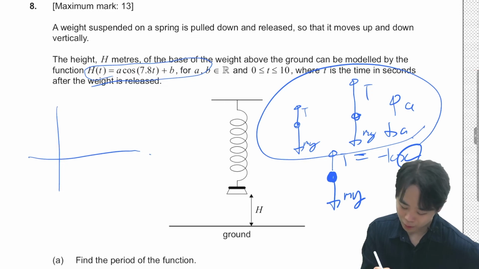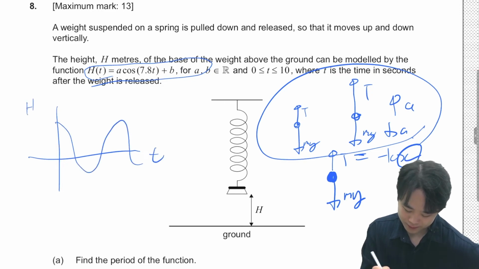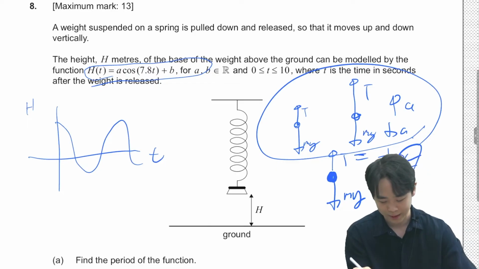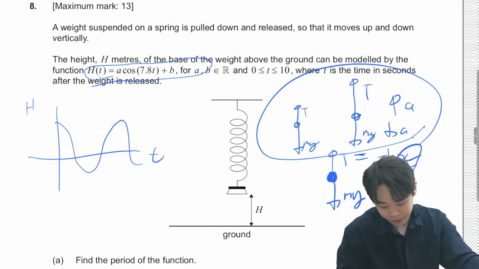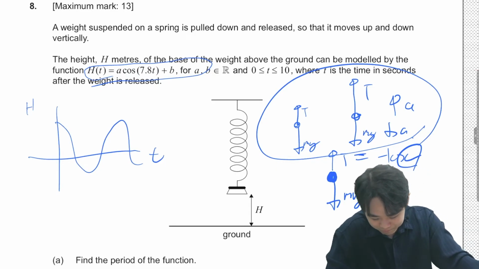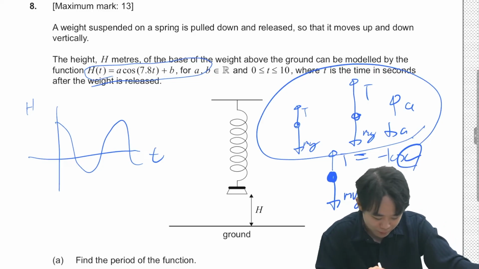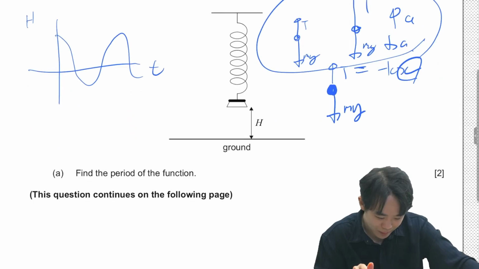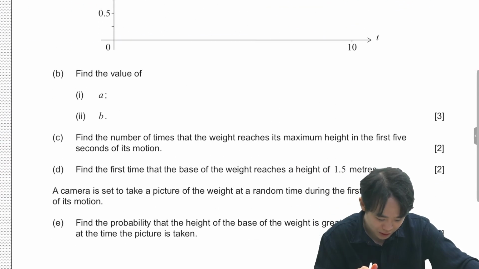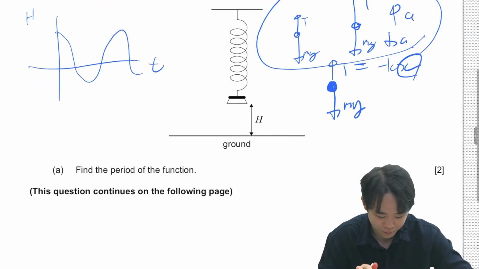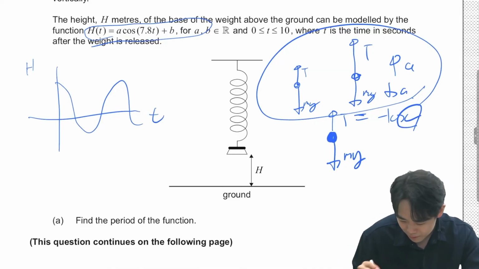So if you were to model t and h, we would see some kind of graph going up and down. We track the height. It's drawing a sinusoidal curve following a cosine function. Okay, so let's just analyze the movement for now. I guess later on we might have to deal with differentiation, but let's just focus on what the question is asking. So the period of the function.